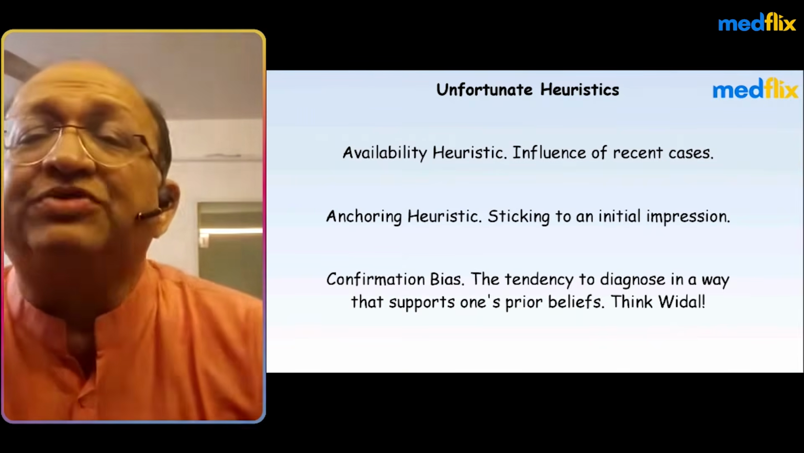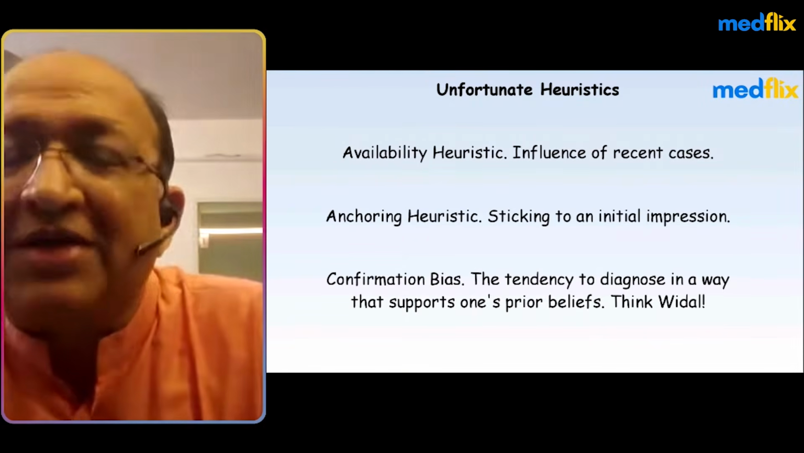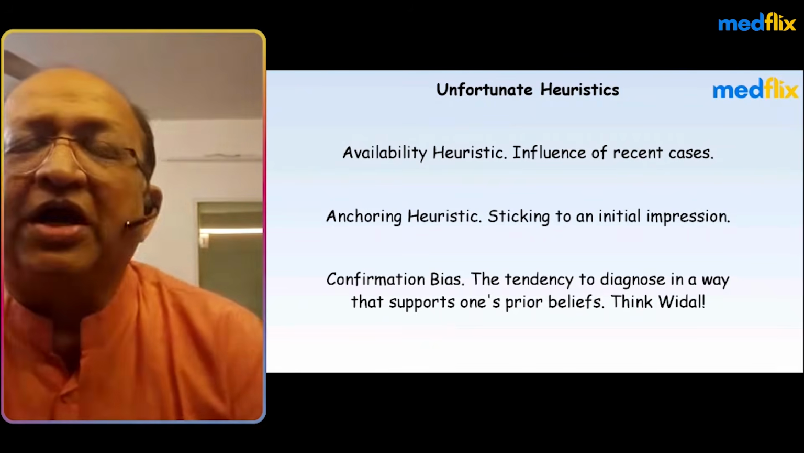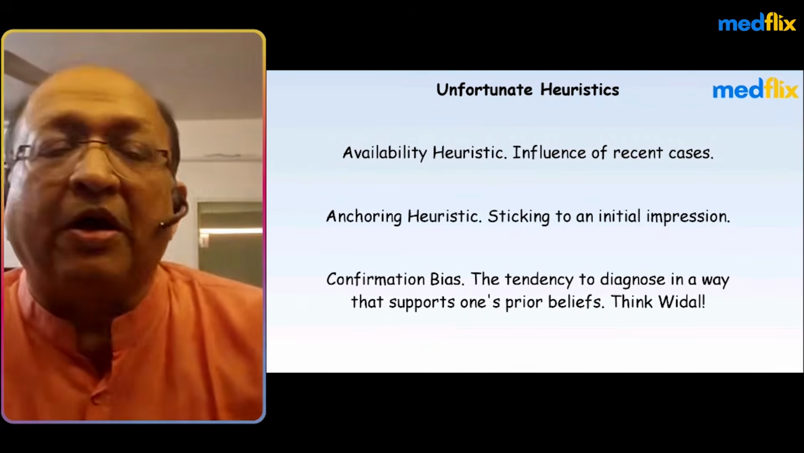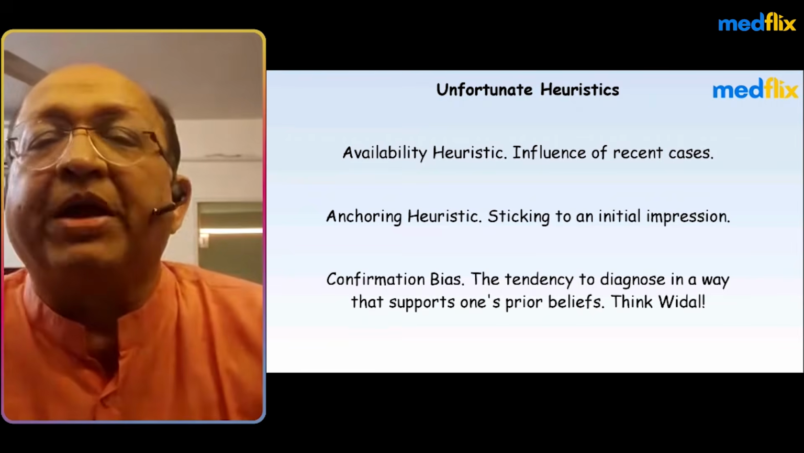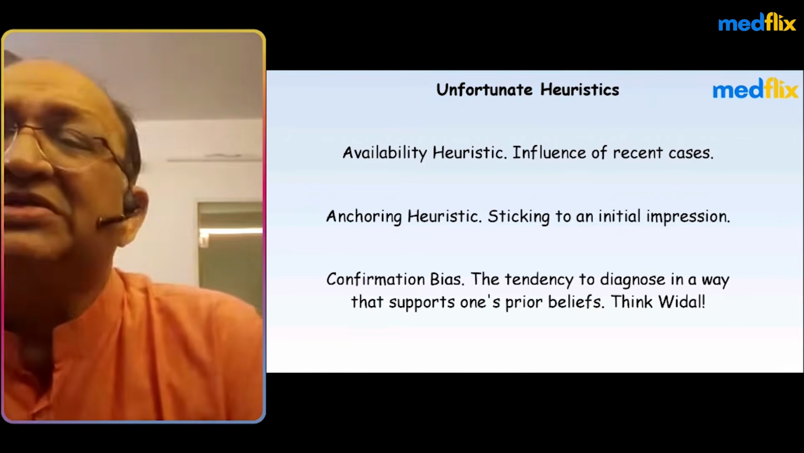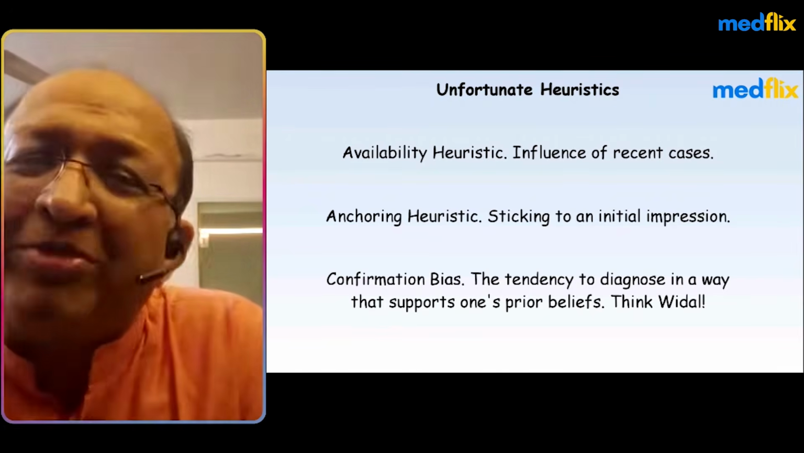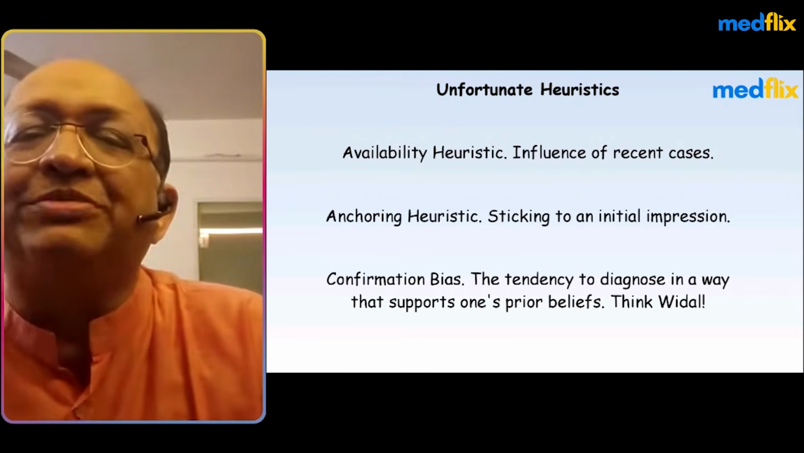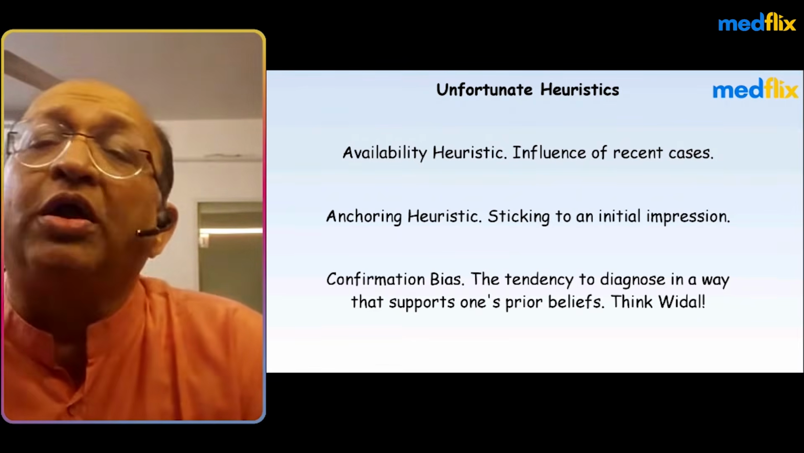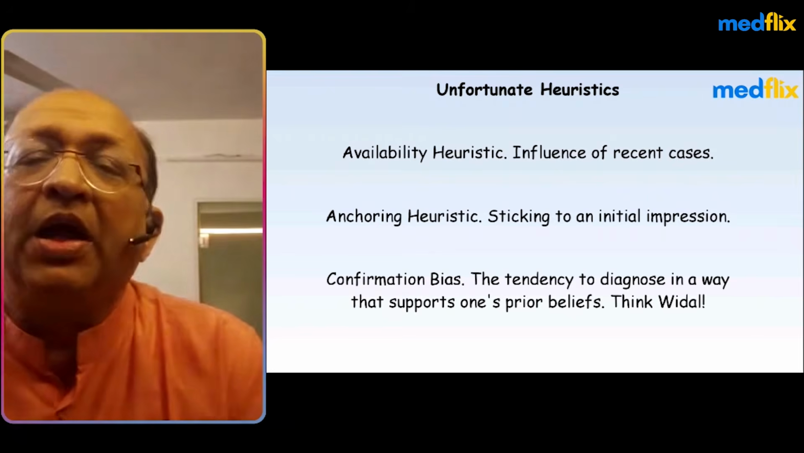Now, there are some heuristics that are unfortunate, some shortcuts that we take in our clinic, which are unfortunate and which make us make a wrong diagnosis. And this is very common, extremely common, and you will know why I'm saying that. There is a heuristic called availability heuristic.